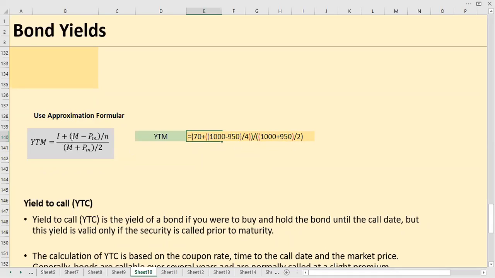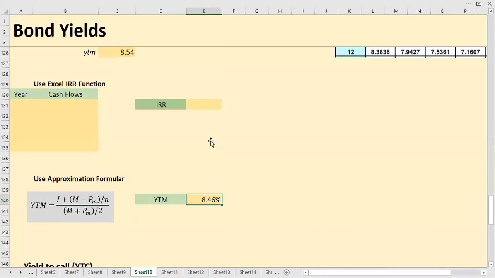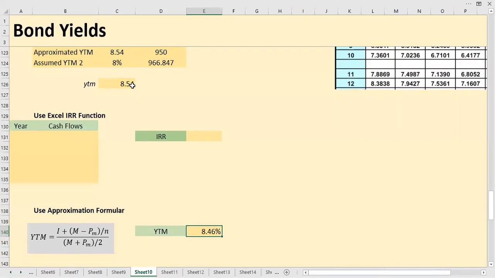70 plus the maturity value minus the market price, that is 1000 minus 950, divided by the number of years, 4. Then divide that total value by 1000 plus 950, that is M plus the market price, divided by 2. If you enter, you get an answer around it. It is just an approximation, so you get around 8.46. Earlier you got 8.54, something like that. It is anyway around 8.5.